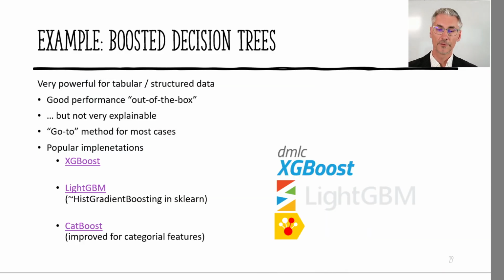So there are many algorithms and the most performant ones are now these boosted decision trees. They are very powerful for tabular and structured data, and they typically provide good performance for out-of-the-box application. The downside is that they're not very explainable, but if you just use them, they are the go-to method for most cases, and there are a few popular implementations that you probably have heard of already. There's XGBoost, there's LightGBM, and there's CatBoost with improved functionality for categorical features.